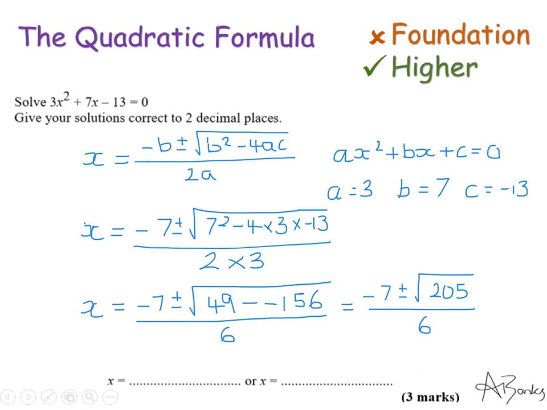So typing this in twice, once with a plus and once with a minus, I get 2 answers. One is 1.22 to 2 decimal places, and the other is minus 3.55. I would just try typing this in your calculator yourself now just to check that you're comfortable typing this in.